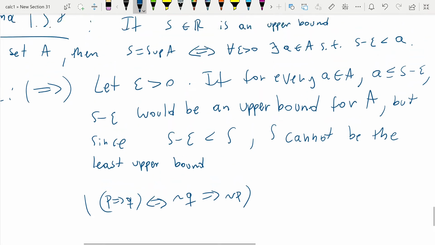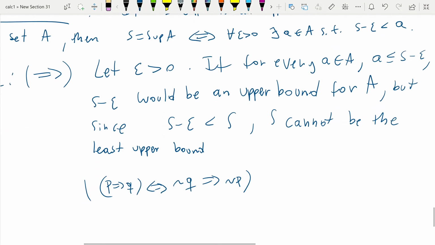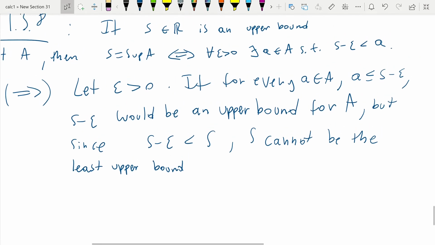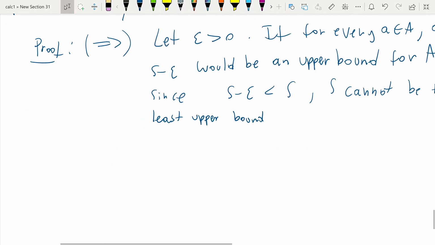Okay, so we've shown that if there is an epsilon such that, this is the negation, this is how we negate this: if there exists an epsilon greater than 0 such that for all A in A, S minus epsilon is greater than or equal to A, or A is less than or equal to S minus epsilon, then S is not the supremum. Yeah, so we've shown that implication, right? We showed that by showing that if the statement on the right were not true, then S would certainly not be the least upper bound. Let's try to show things in the other direction.